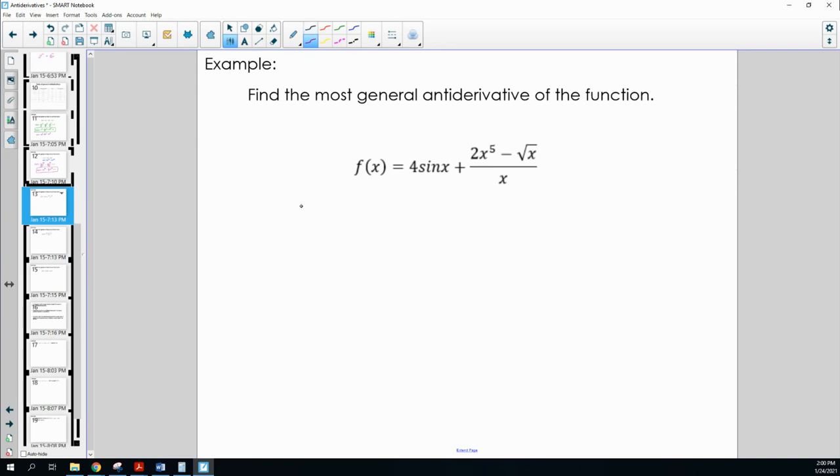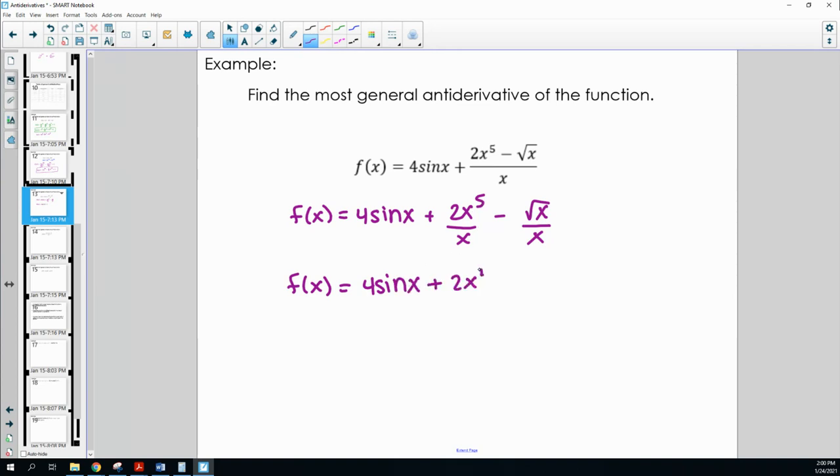So the first thing I'm going to do is rewrite this. I have f of x equals 4 sine of x. If I break this up, I'll show this in a couple steps, 2x to the 5th over x minus the square root of x over x. So I'm breaking it up and dividing each thing by x. When I do that, I'm going to simplify the exponents. So 5 minus 1 is going to give me 2x to the 4th. And then this is really x to the 1/2. So when I do 1/2 minus 1, this is going to give me negative 1/2.